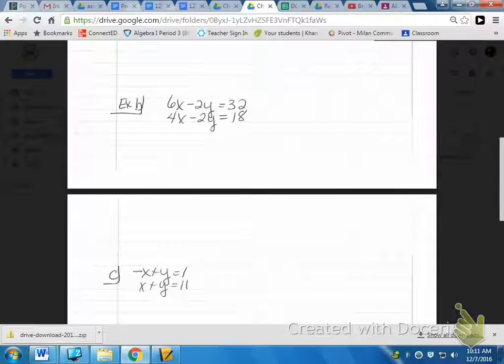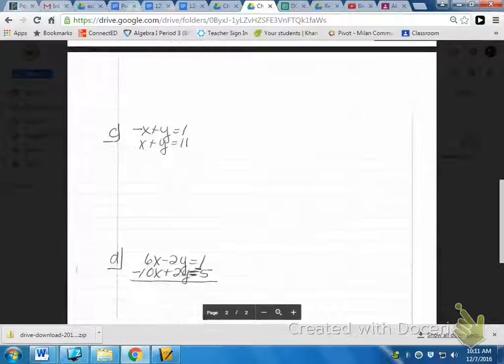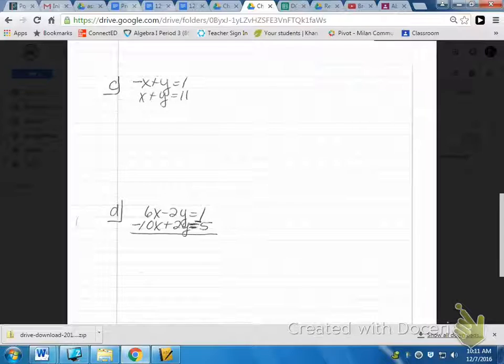All right, example C. -x plus y equals 1. x plus y equals 11. Is that top one a good standard equation of a line? Is that good standard form? No, why not? Yeah, the A wouldn't be negative, but for some reason they're giving you the system like that.